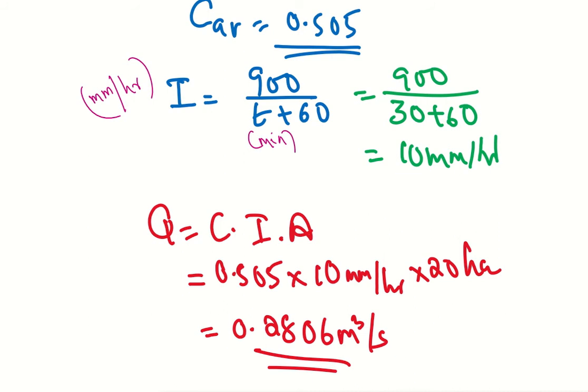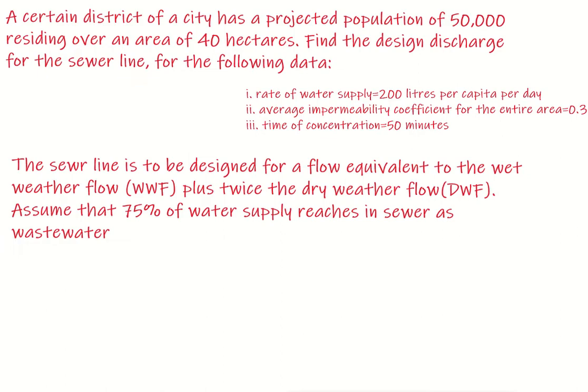Now let us check one more problem. The second question is: a certain district of a city has a projected population of 50,000 residing over an area of 40 hectare. Find the design discharge for the sewer line for the following data. The rate of supply, that is the rate of water supply, the quantity of water supply given is 200 liters per capita per day.